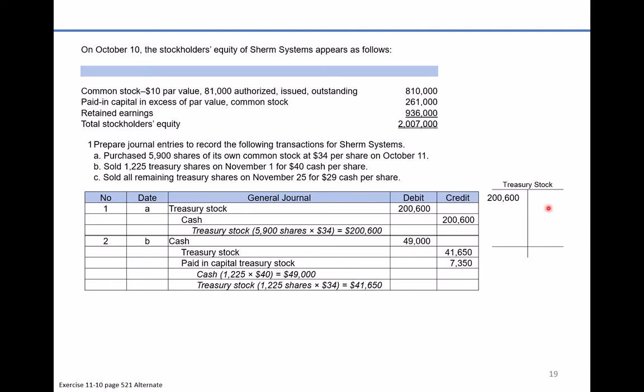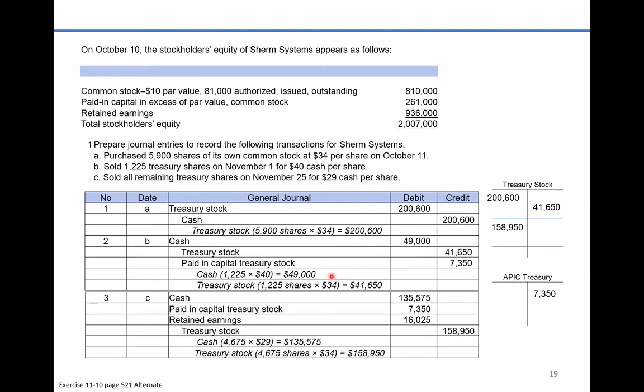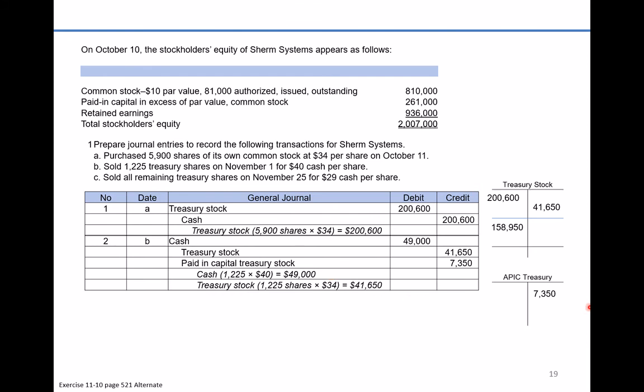They don't have all that Treasury stock outstanding anymore, so that's got to go down by the amount that it went into the Treasury. It's coming out. So we're going to take $34 per share times the 1,225 shares. That's going to come out of the Treasury stock account. Now, that doesn't balance our equation though, does it? No, because remember, they received a kicker. $6 in excess of what they paid is what folks are paying for it. So $6 times the 1,225 shares is going to go into that account called additional paid-in capital, Treasury, for $7,350. That's the $6 kicker times the 1,225 shares.